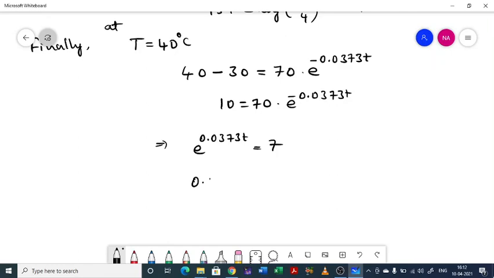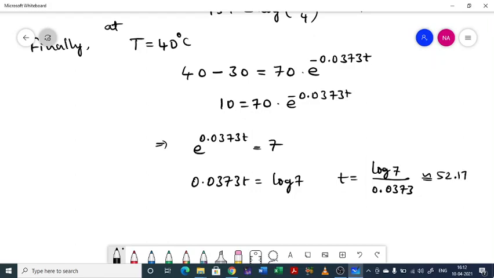So 0.0373 t will be log 7, and t will be log 7 divided by 0.0373. This is approximately 52.17 minutes. So that is the required solution. Similarly, there is one more problem, problem C.